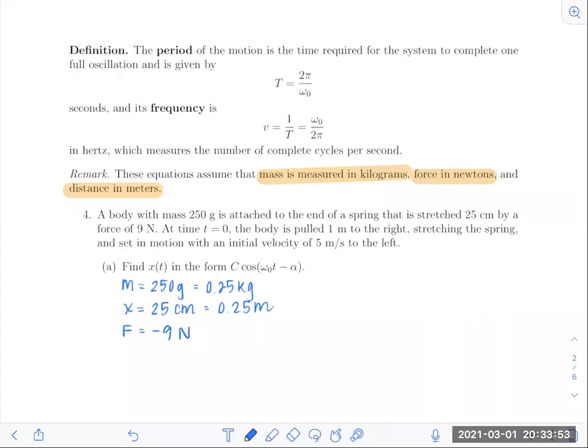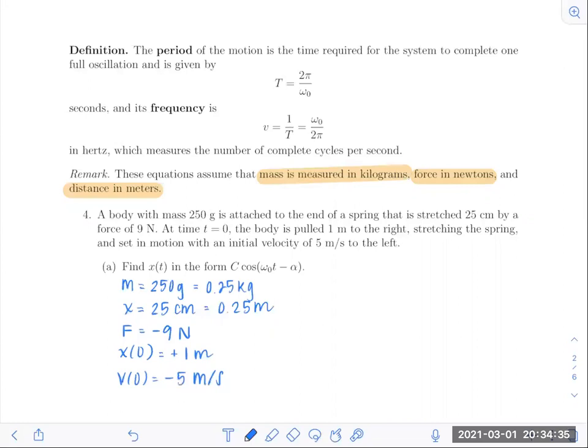All right, so then it says at a time t equals 0, the body is pulled 1 meter to the right, in other words, stretching the spring. So this is an initial condition on our position function. x of 0 equals a positive 1 meter. And it's set into motion with an initial velocity of 5 meters per second. So I know that my initial velocity is 5 meters per second, and that's to the left, which means it's going to be compressing the spring. So actually, let me indicate that with a negative sign, negative 5 meters per second.